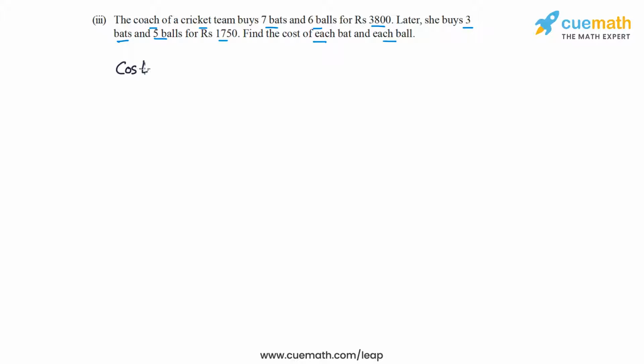So let's say that the cost of each bat, or the cost per bat, is equal to rupees x, and let's assume that the cost per ball, or the cost of each ball, is equal to rupees y. Now we have to use the given pieces of information to set up a pair of linear equations in x and y. Now the first piece of information says 7 bats and 6 balls for 3,800 rupees. So the total cost of 7 bats and 6 balls should be 3,800 rupees.